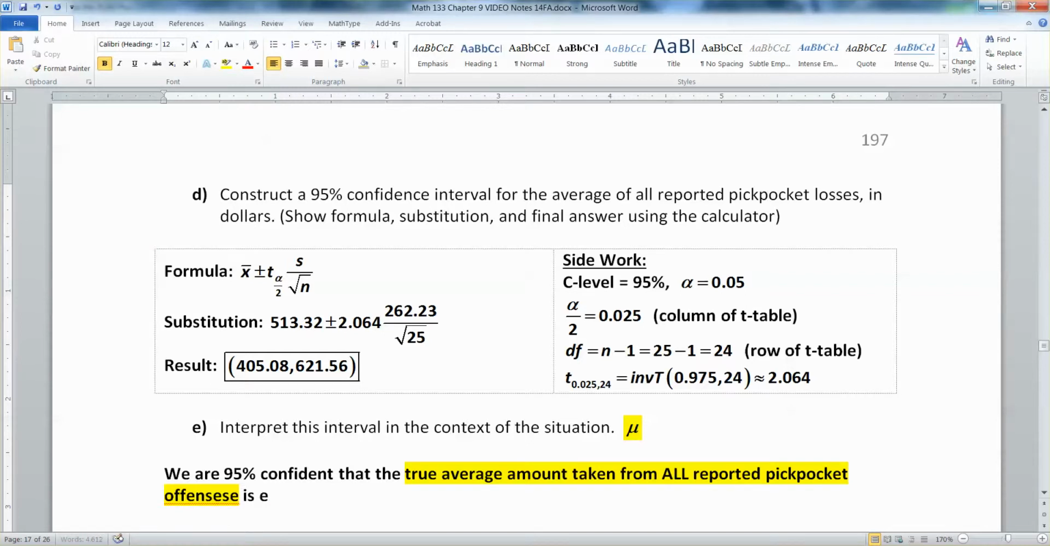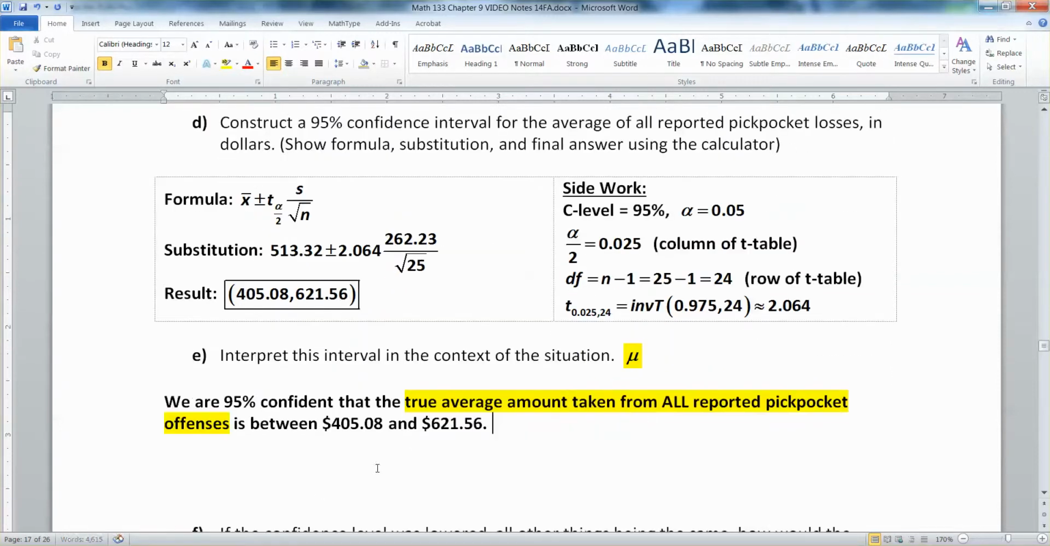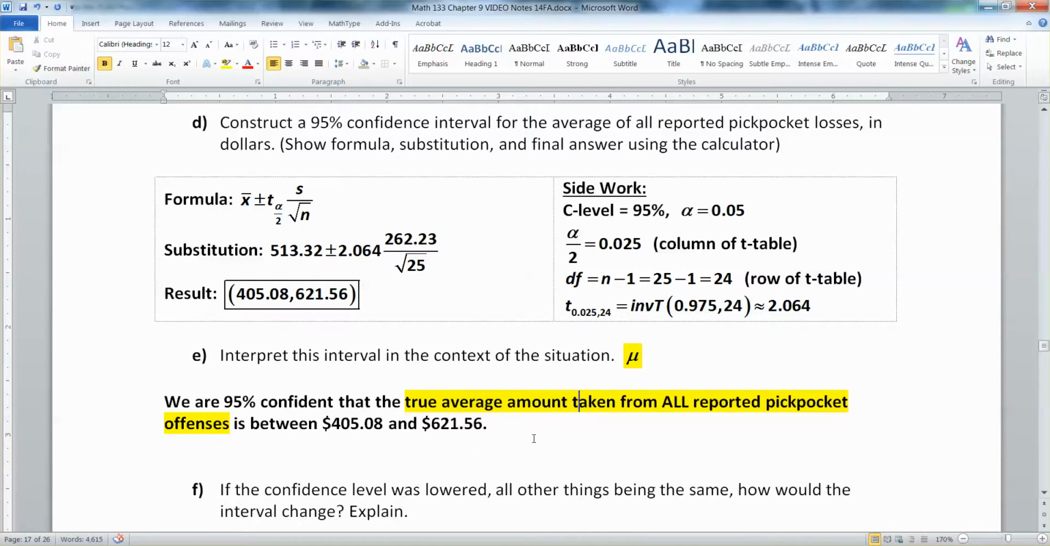Is between $405.08 and $621.56. We have units on this one because this is talking about money. So we're going to use the dollar symbol for that.